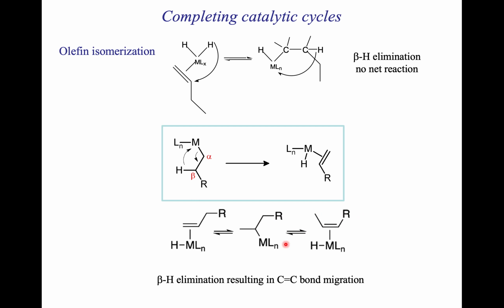And so if this process is running back and forth, back and forth in solution, I can isomerize any pure alkene, either the internal to the terminal or the terminal to the internal, if I just let this process run long enough.